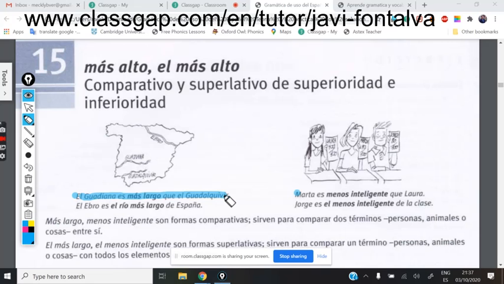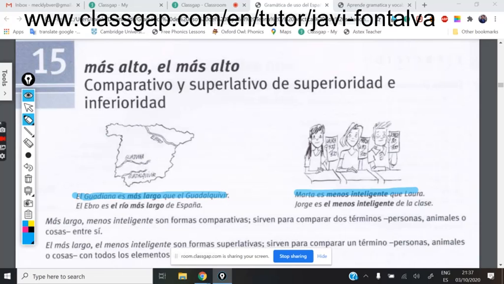Another comparative, to the side here: Marta es menos inteligente. I'm now using the opposite. I'm saying menos, which is less. Less intelligent than Laura. So Marta es menos inteligente que Laura. Quite easy. So basically, it's más or menos, adjective, que.